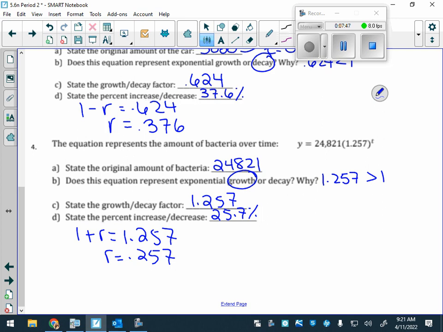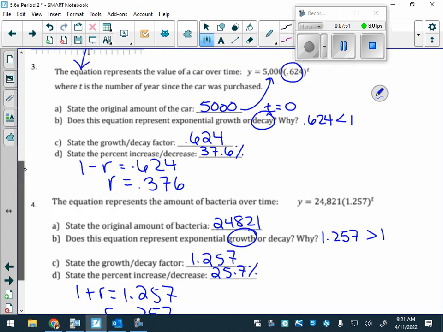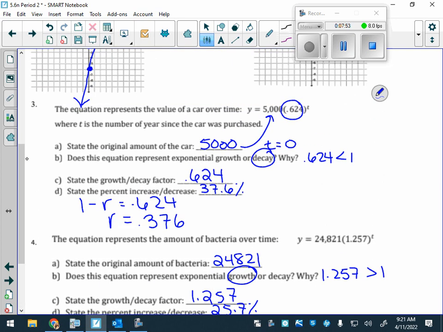Because the decay factor is less than 1. This value is less than 1, so it's a decay factor. So this comes from what they already did, which was take 1 minus 0.376. They already did that to get 0.624.